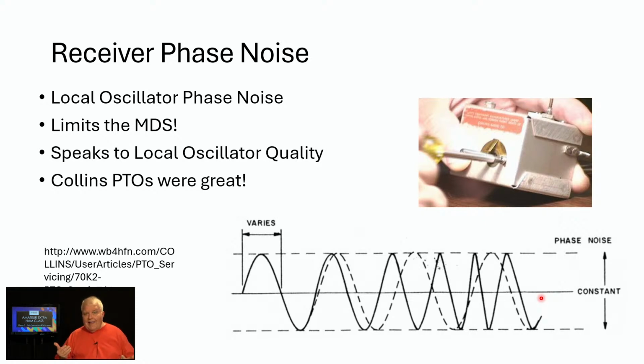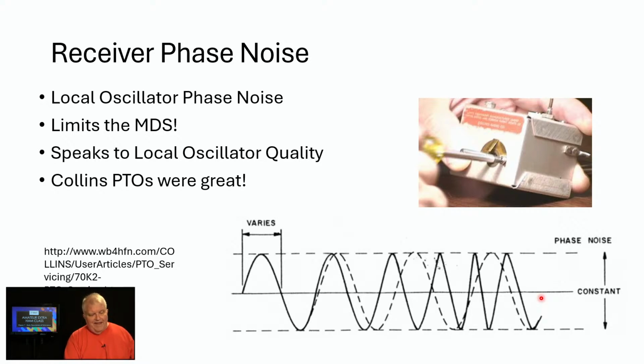I mentioned those Collins and those older Drake radios. Why are they still being sold and purchased? Because they had really low phase noise. The permeability tuned oscillators and the Collins and whatnot, they weren't using direct digital synthesis or phase lock loops or anything like that, and so they're really quiet.